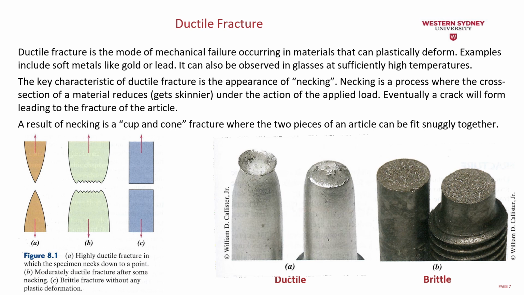So we can have these two examples. You can see that in the case of necking, what we're going to have in ductile fracture, if I put the parts together, this head will fit on the other head. That's why we call it the cup and cone shape.